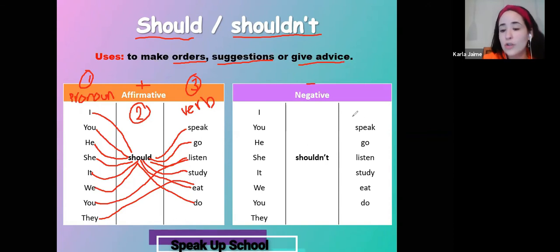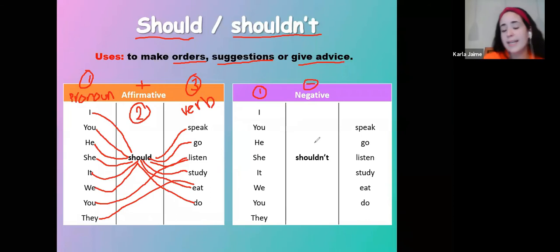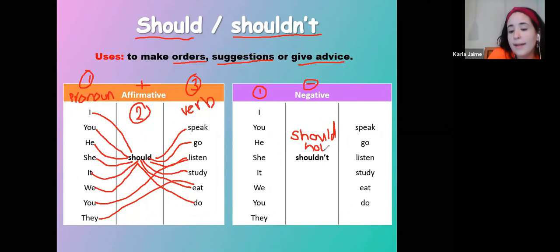Now let's go to the negative form, okay? So this is the negative form, something that you shouldn't do. So it's the same thing. You have your pronoun, right? The only thing that changes is that should turns into negative. And you know the negative form is should not. Should not. But in English, we do it the short way.